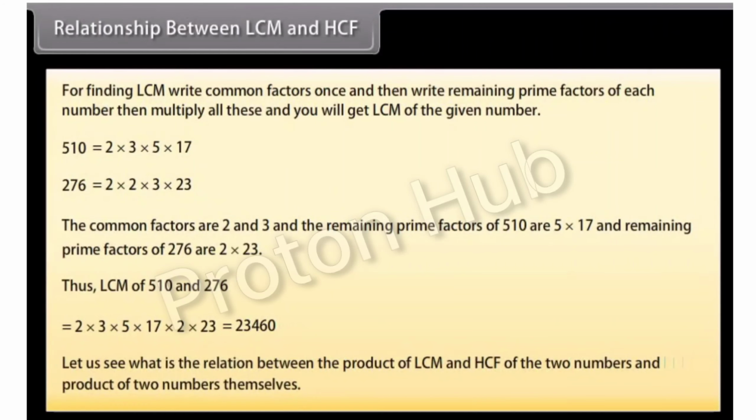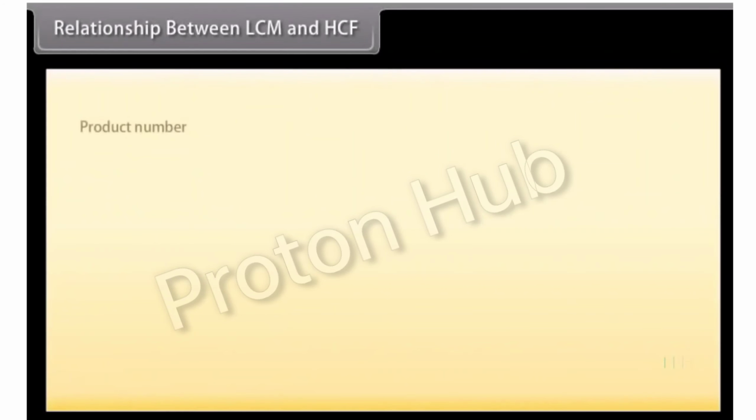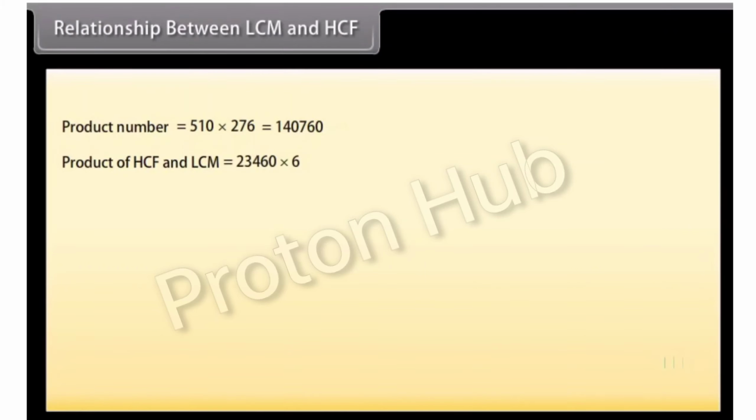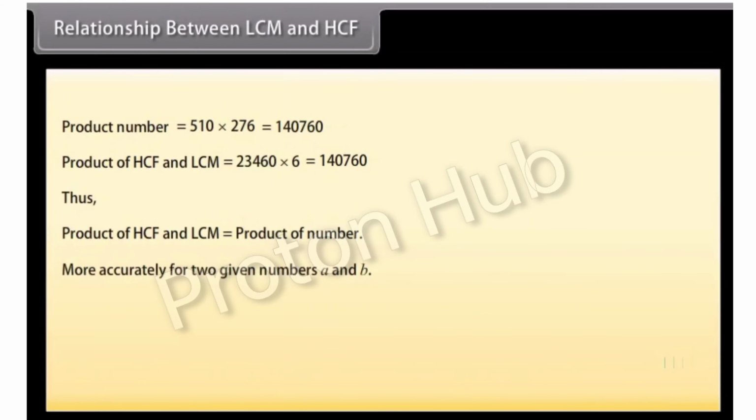23,460. Let us see what is the relation between the product of the LCM and HCF of the two numbers and the product of the two numbers themselves. From the above example, the product of the numbers is equal to 510 × 276, which equals 1,40,760. The product of HCF and LCM is equal to 23,460 × 6, which is 1,40,760. Thus, the product of HCF and LCM is equal to the product of the numbers. More accurately, for two given numbers a and b, HCF(a, b) × LCM(a, b) is equal to a × b.